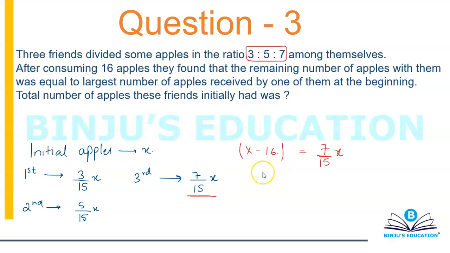So now you just have to cross multiply and figure out your answer. So this is 15 times x minus 16, which gives 15x minus 240, equal to 7x. So you're going to have 8x is equal to 240, which will give you x is equal to 30.